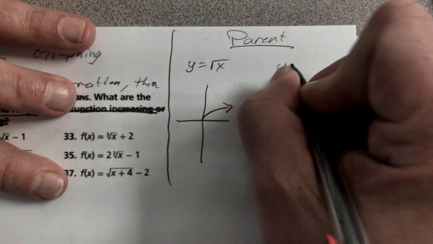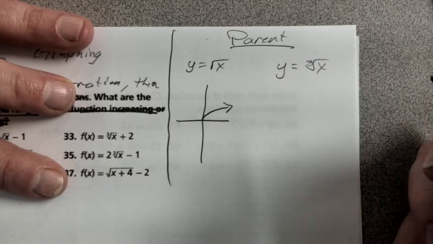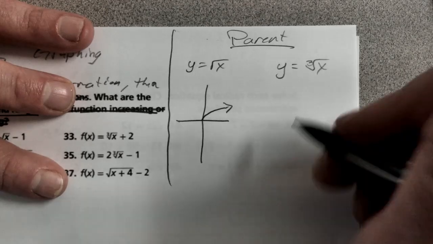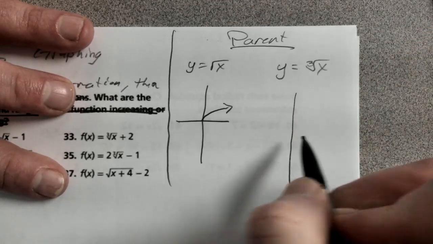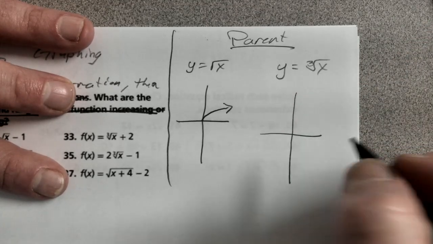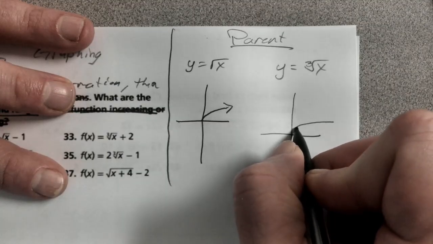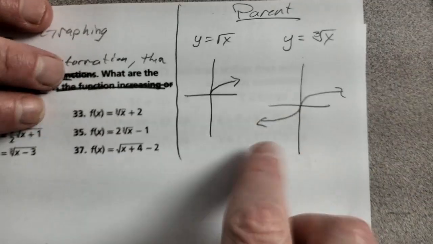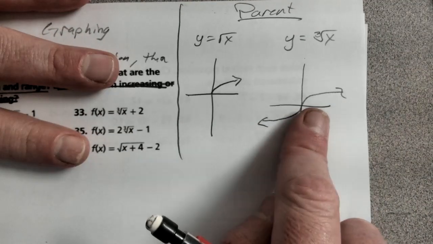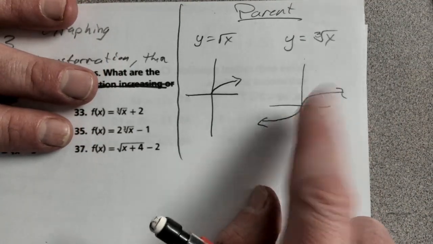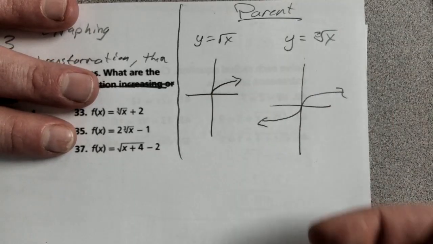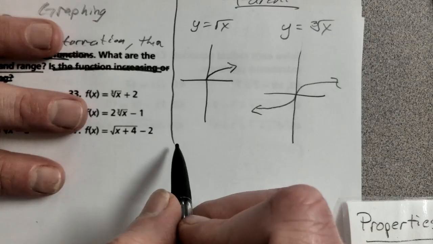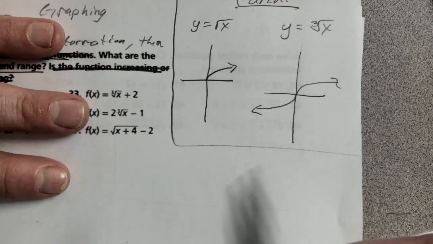The second parent function is the cube root of x. Notice that all that 3 tells me is the shape of the graph. That is not a transformation. It's not a multiplier. It's the index. And that is Snake River on its side. So there we go. All right, domain, all real numbers. Range, all real numbers. That's negative infinity to infinity for both the domain and the range. So what happens with our transformations, and how does that impact our domain and our range?